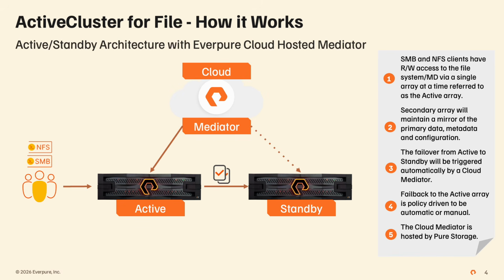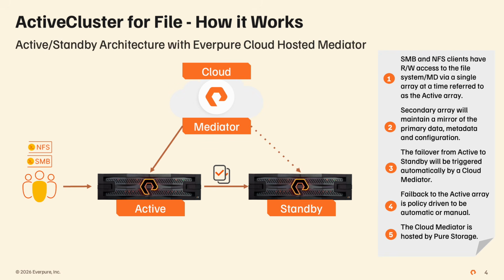With the prerequisites out of the way, let's take a look at the higher level of what ActiveCluster for File looks like. Obviously, we need two arrays to be able to do this. So we've got a FlashArray that acts as the active array. We have another FlashArray that acts as the standby. They're both connected, like we said in the prerequisites, via IP or Fibre Channel. And then there's a third component in this. And in this case, it's the Cloud Mediator that's hosted in Pure1.